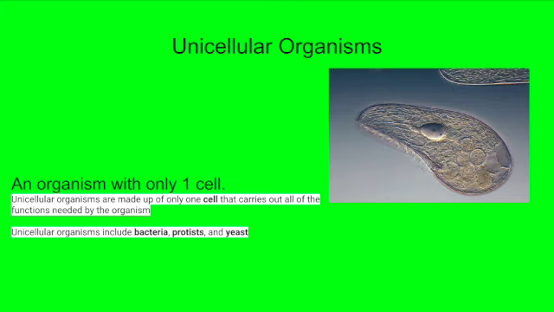That's one of the biggest differences when you talk about a unicellular organism. We're not just saying, oh, it's a single cell. No, it's a single cell organism, which means that this single cell can do everything. So that would be some types of bacteria, your protist, and even your yeast, like what would be in bread.